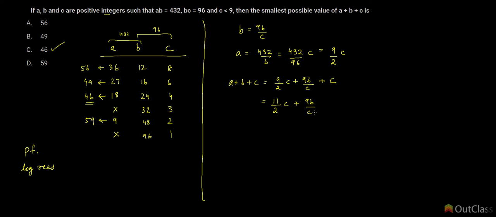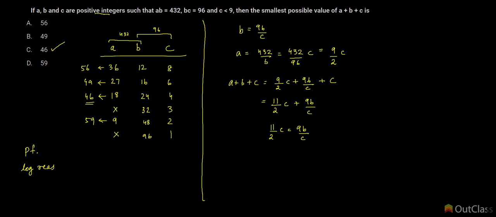Notice that there are two terms whose product is a constant. There's a C in the numerator, there's a C in the denominator. The product is constant, so the geometric mean is constant. If you want to minimize the sum, you want to minimize the arithmetic mean. So AM GM inequality, and that would happen at the point where these two terms are equal: 11 by 2C is equal to 96 by C. But the only problem is the question also has an integer constraint, so you might not get the exact point. We'll have to take the closest integer to that.